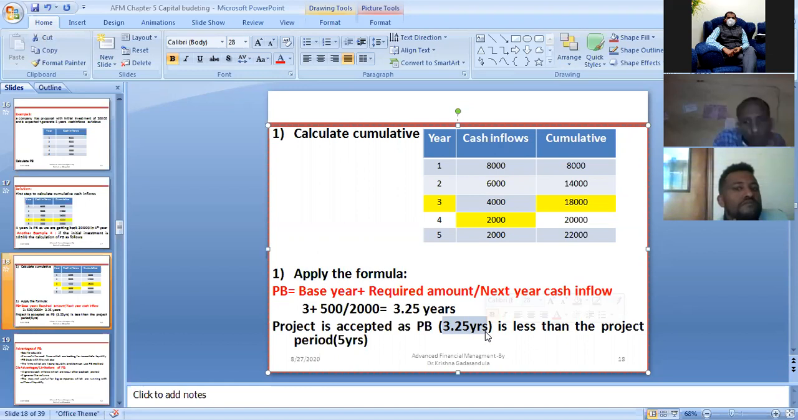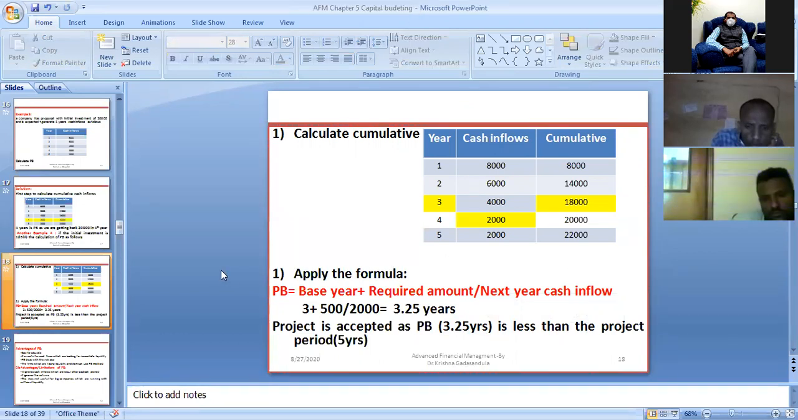So like this, we can do the payback period calculation by applying these formulas. So this is what payback period we can calculate. Understand? If you have any questions, you can ask.